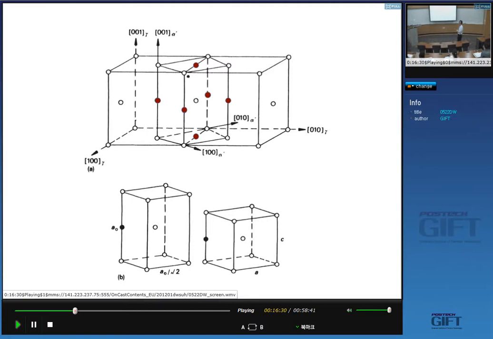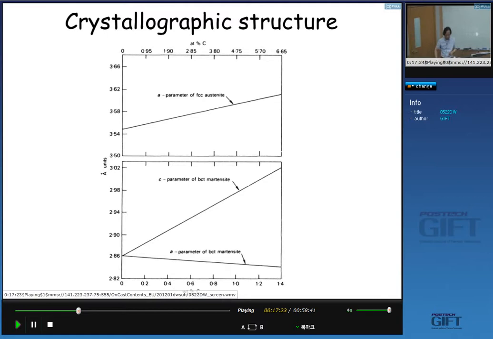But when the carbon atom exists on the octahedral site, that carbon atom hinders the compression along this direction because it would like to stretch the lattice. So when there is a carbon atom in the octahedral site, the BCT structure is not sufficiently compressed along this direction, right? So that's why we have some anisotropy in lattice parameter when the carbon atom is in the martensite crystal.